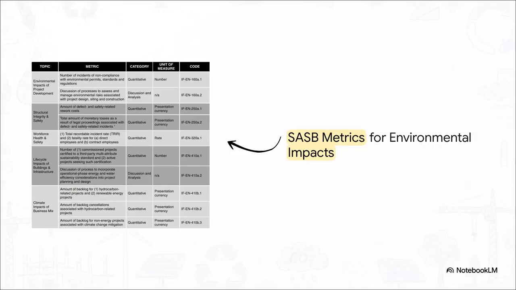The International Sustainability Standards Board, or ISSB, expects companies to measure these disruptions with absolute precision. The very first accounting metric under environmental impacts of project development, coded as IF-EN-160a.1, tracks the sheer number of incidents of noncompliance with environmental permits, standards, and regulations. It gives investors and regulators a hard, quantitative number to evaluate exactly how a company is performing on the ground.